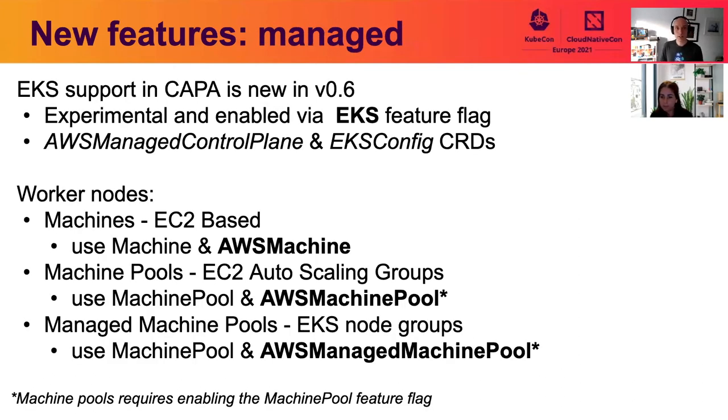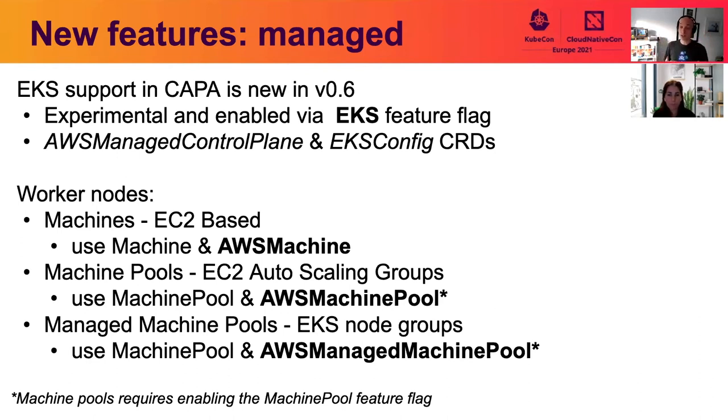On the unmanaged side of the provider, EKS support is new in the 0.6 release. This is still marked as experimental, and you actually have to enable it explicitly via the EKS feature flag. There are two main CRDs that you need to create an EKS cluster. First one is AWS managed control plane. When you create an unmanaged cluster, you have an AWS cluster and you have a kubeadm control plane.